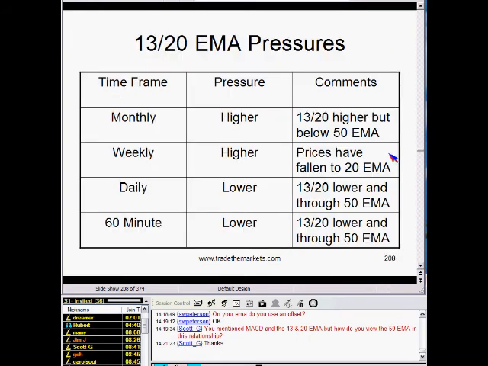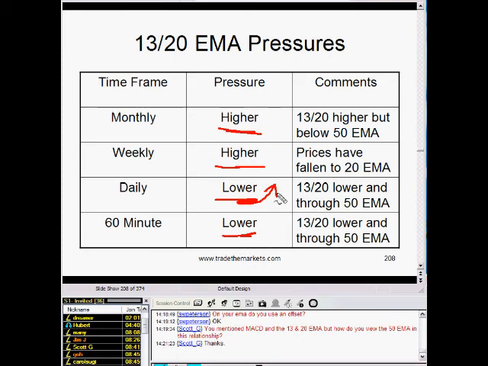Okay? So what I do then is once I get all this information, I just like to put them together in a little box like this. So I can just sit here and go, all right, on the 13, 20, and 20 exponential moving averages, I can sit there and go, okay, on the monthly it's higher, on the weekly it's higher, on the daily it's lower, and on the 60-minute it's lower. So by looking at this, I can sit there and go, all right, this is great. Now, when the daily chart starts to roll to the upside, I definitely want to take advantage of that long because that's moving in conjunction with the weekly and the monthly charts, right? And same thing with the 60-minute chart.